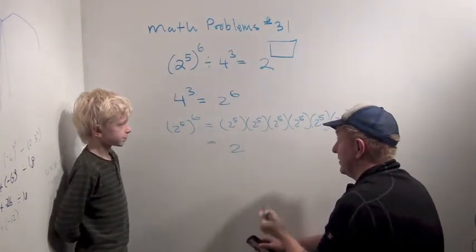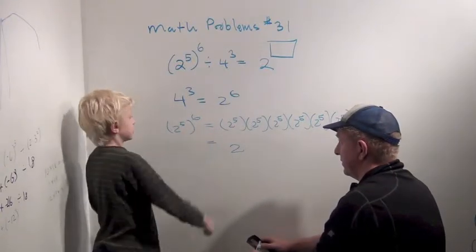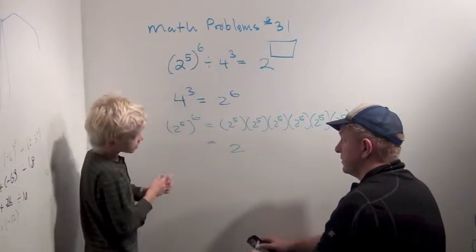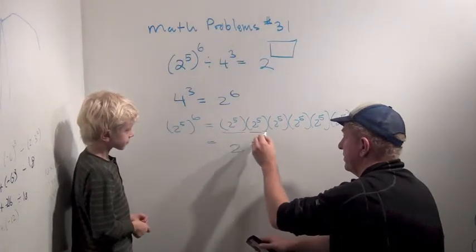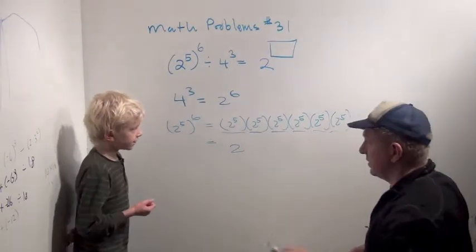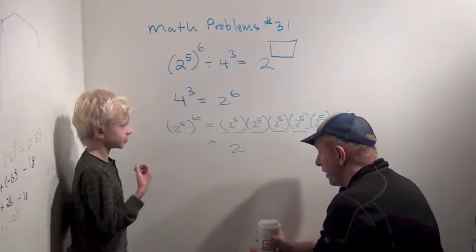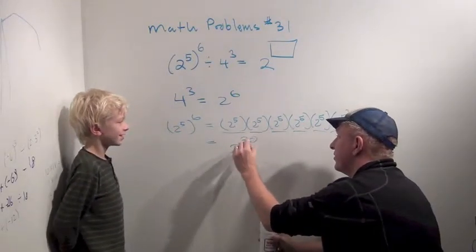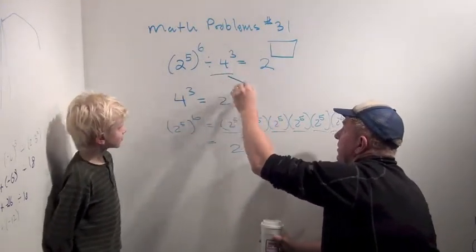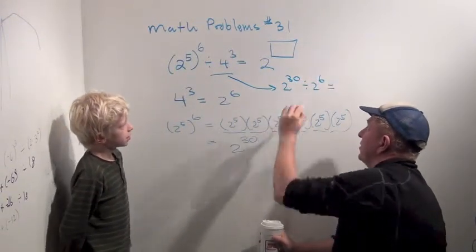Well, you have 5 groups of 6 groups of parentheses. 6 groups of parentheses, 4, 5, and 6. Each has 2 times 2 times 2 times 2 times 2 in them, so we have 30 2's. There we go, I have 30 2's. So this whole thing equals 2 to the 30th divided by 2 to the 6th.